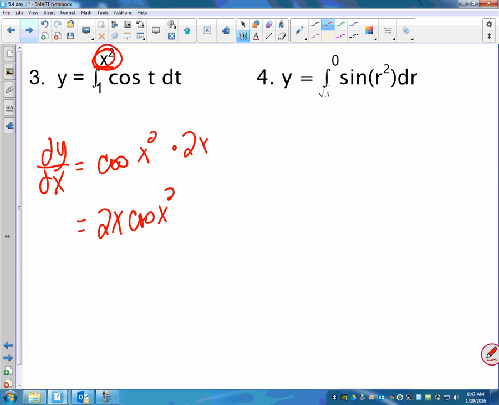So putting it all together, look at this one. We've switched the order, and we have an extra, it's not just x up there. So take a second or a couple minutes and try that.